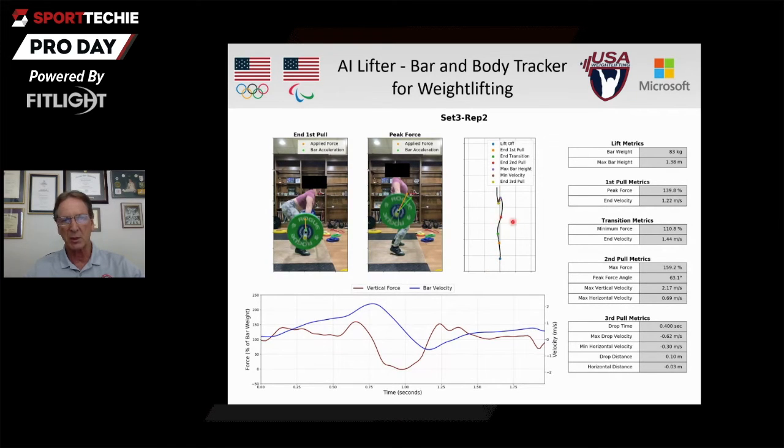Obviously, we don't want too much horizontal motion. Up and down motion is more efficient, and cutting down the horizontal motion as much as we can. A couple of the other things we're looking at is the vertical force that the lifter is putting onto the bar and the bar velocity, as well as a couple of metrics at specific phases in the lift. So we're excited about this, and we're excited at getting the help from Microsoft to get this up and running automatically.